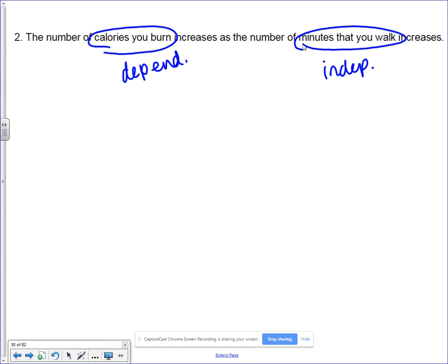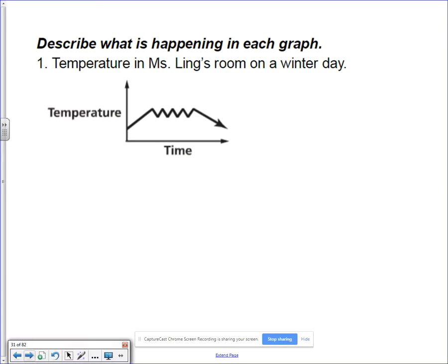The final parts of your notes here. You are going to look at a graph. That graph will only have a title, and it will have 2 axes. You have to try and tell me a story or a situation that represents what's going on in that graph. So, in the first graph, we have Mrs. Ling. Her room on a winter day. We have the x-axis is the time. We have the y-axis is the temperature. Can somebody describe for me what's happening in this situation?